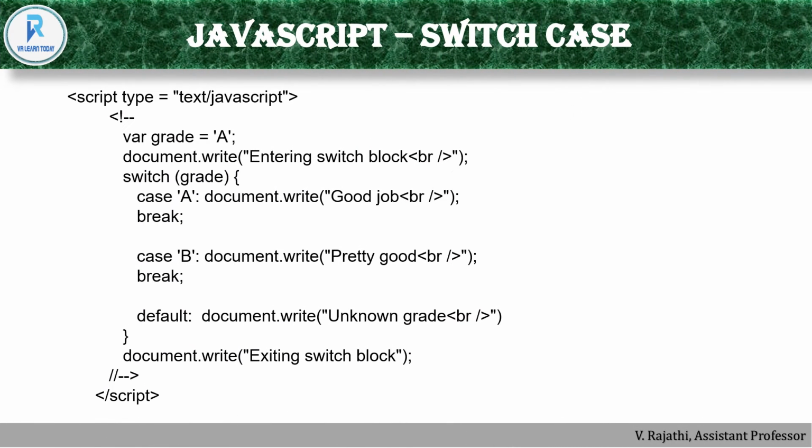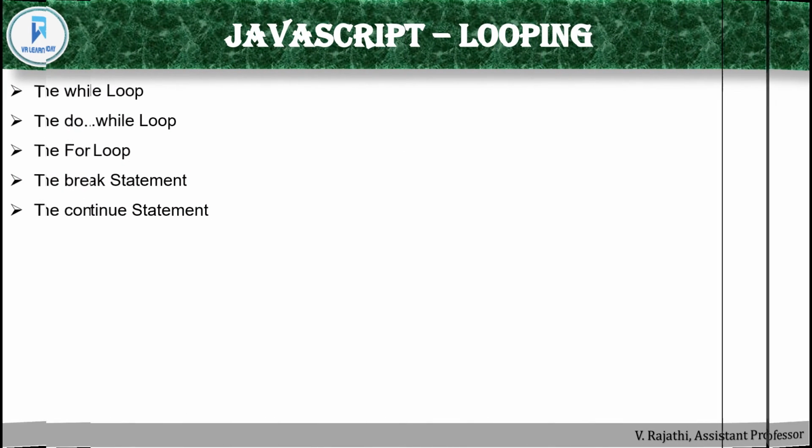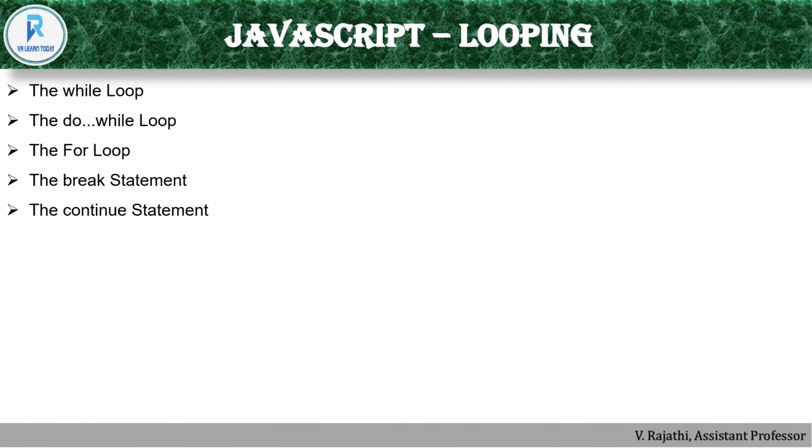Next is the switch case. This is where we have to use the switch. Same way, only the printing statement is different. Here we are using document.write. Next, looping. We have the looping concept here: while loop, do while loop, for loop, and finally break and continue.